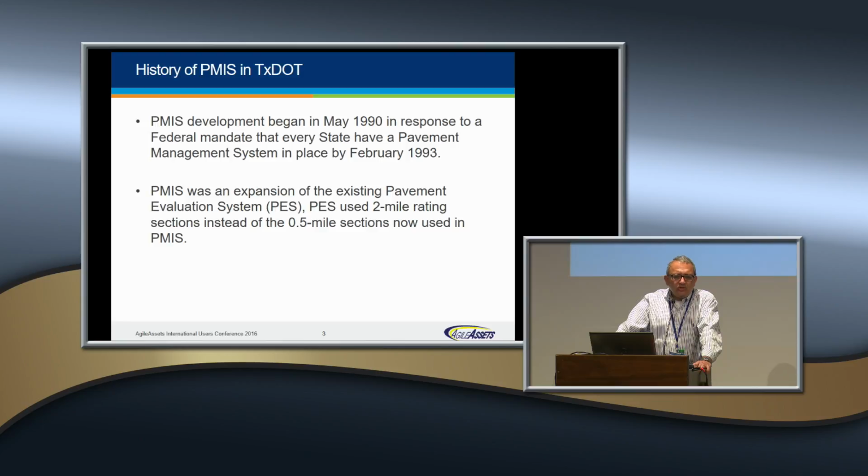For PES, we used to collect data every 2 miles. We modified to half a mile. We used to collect 1/3 of the system. Some districts were doing 50% and some others moved to 100%. Then later on, everybody moved to 100% data collection.